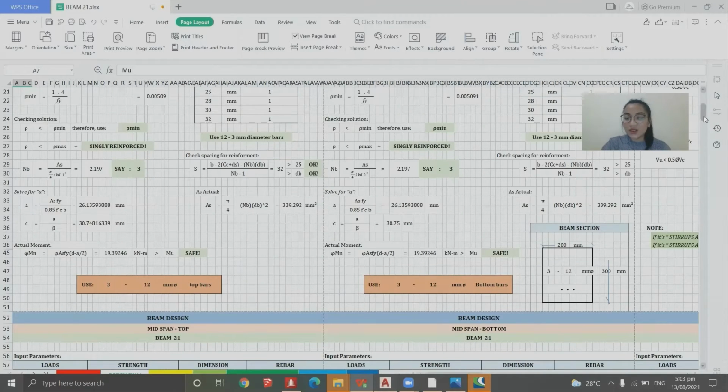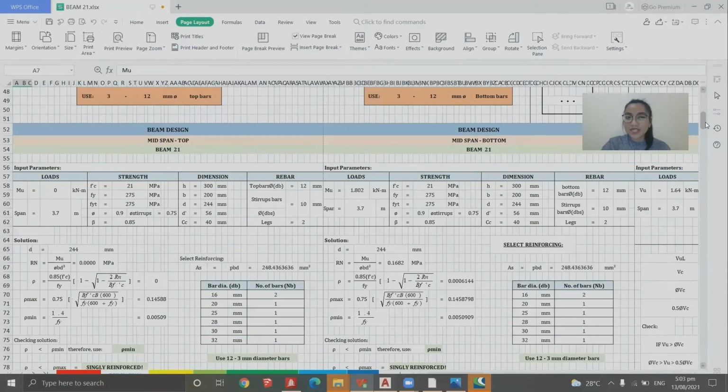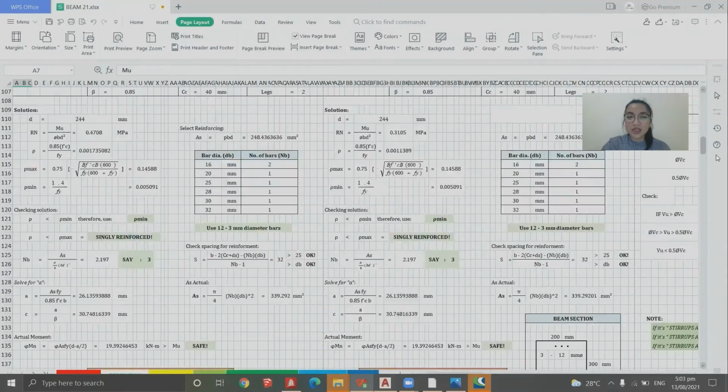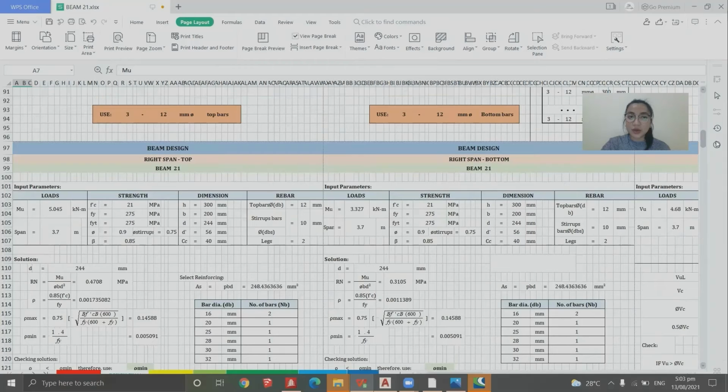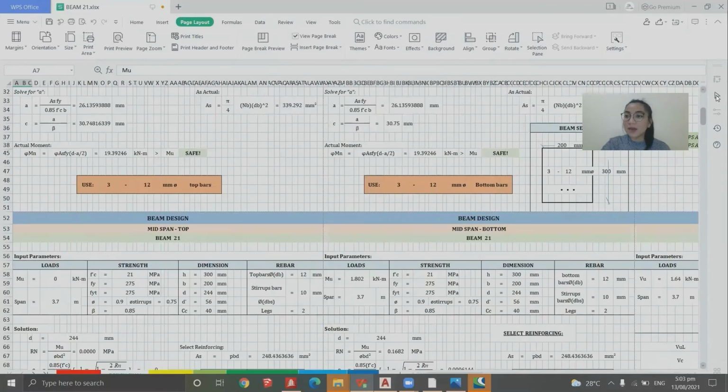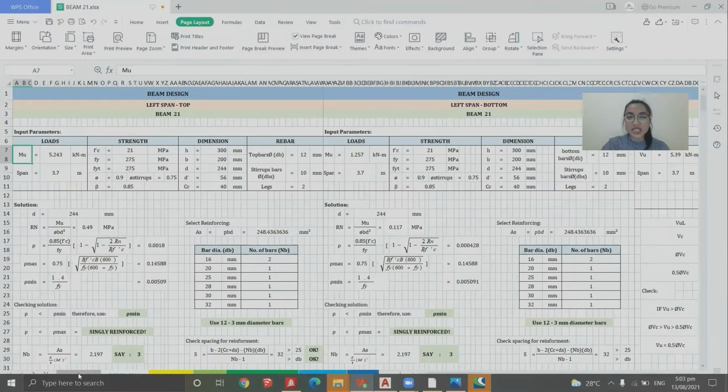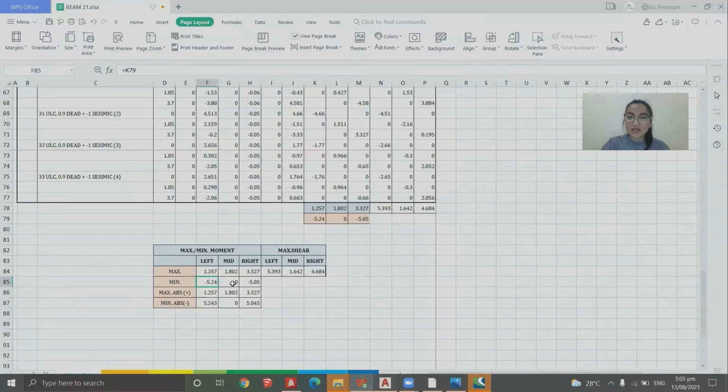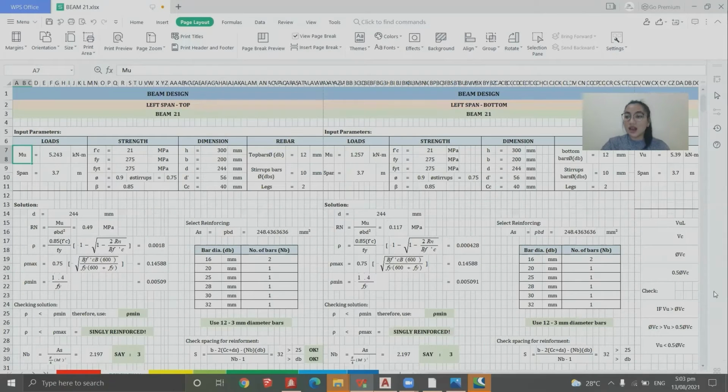It's the same for mid-span of the beam, and then for the right span of the beam. So for the top, the values used are all the negative values of the moment. And then for the bottom part of the beam, the value used is the maximum moment, or the positive value of the moment.